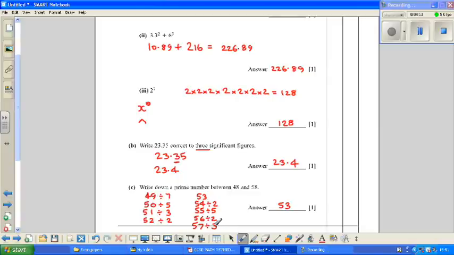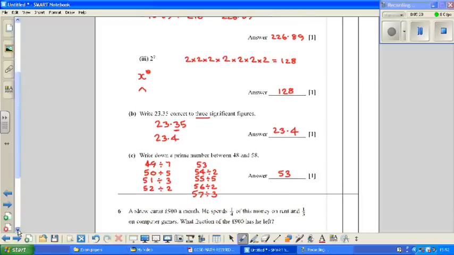57, check if it divides. It doesn't divide by 2 because it's not even. Check if it divides by 3. 7 add 5 makes 12. And 12, you can divide 3 into it exactly, so 57 divides by 3. So that leaves 53 as the only number there that doesn't divide by any other number other than 1 and itself, so the answer is 53.